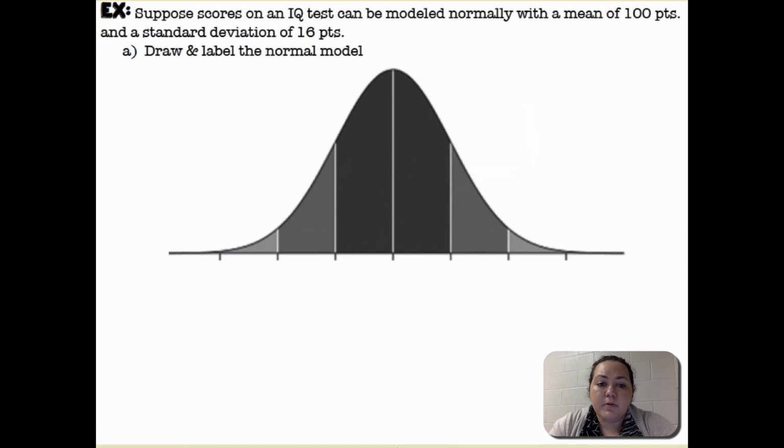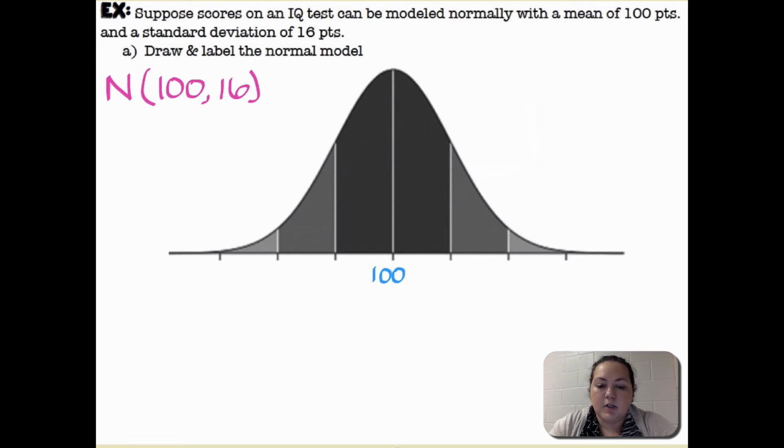All right. Suppose scores on an IQ test can be modeled normally with a mean of 100 points and a standard deviation of 16 points. Draw and label this normal model. So I'm going to label it as N for normal model with a mean of 100 and a standard deviation of 16. So that's the notation to let everybody know that you're working with a normal model.